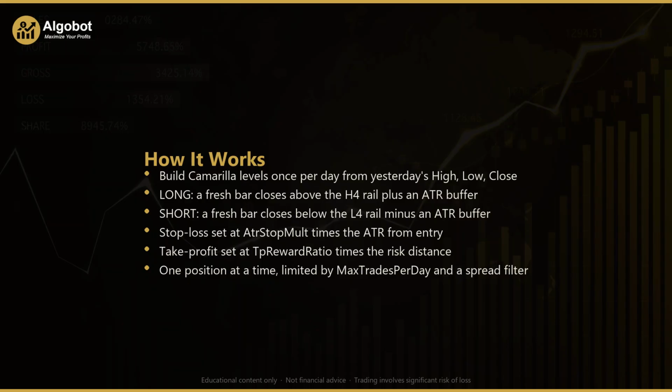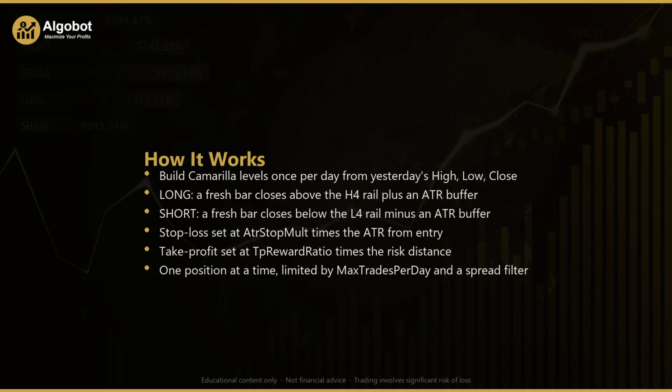Once those levels exist, the strategy watches each newly closed bar for a breakout. For a long, it checks two things. The previous bar's close must have been at or below the H4 rail, and the newest closed bar must close above H4 by an extra buffer. That buffer is a fraction of the average true range, controlled by the breakout buffer parameter, and it exists to filter out marginal pokes through the level that aren't genuine breakouts. When both conditions are satisfied, the strategy reads this as a trend day to the upside and signals a buy.